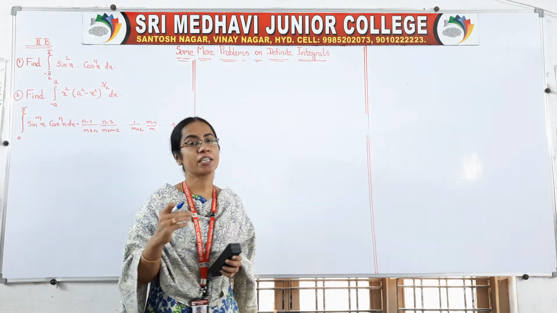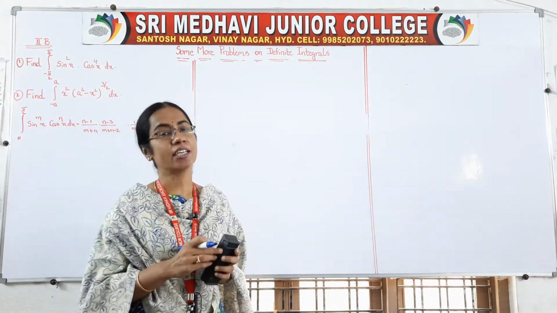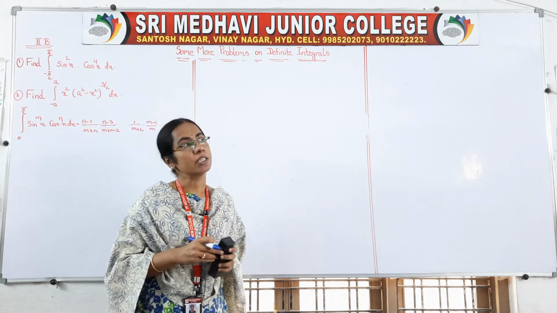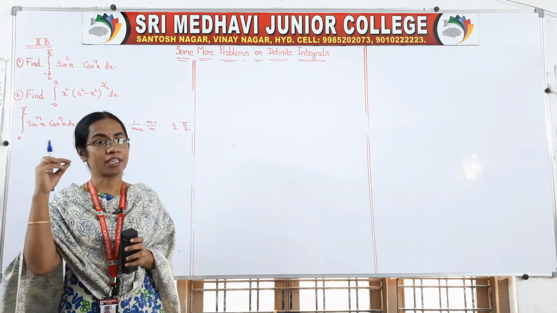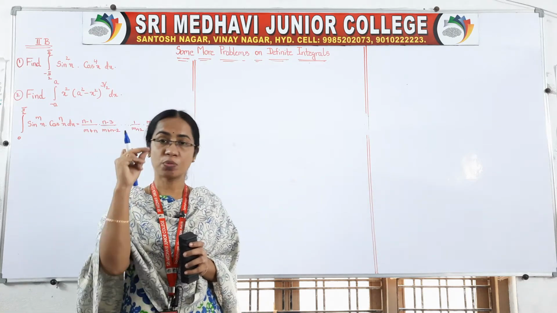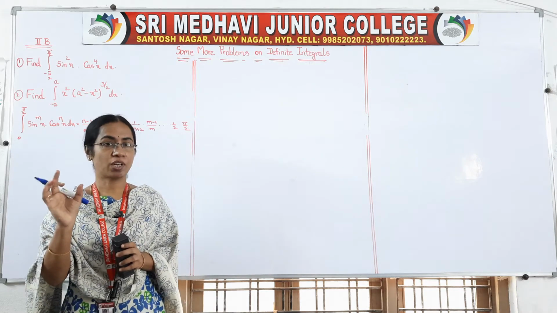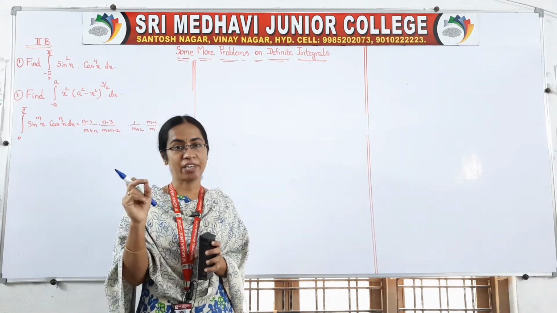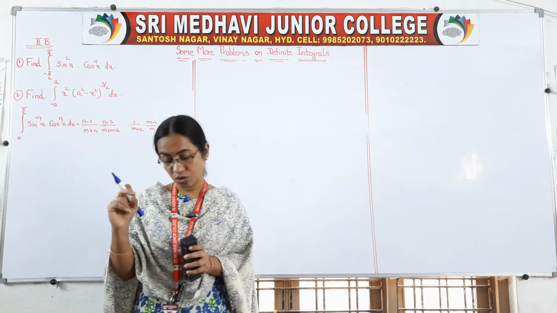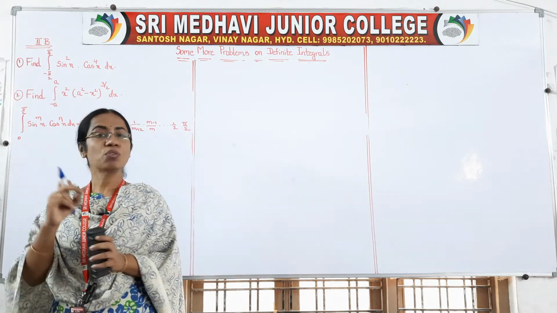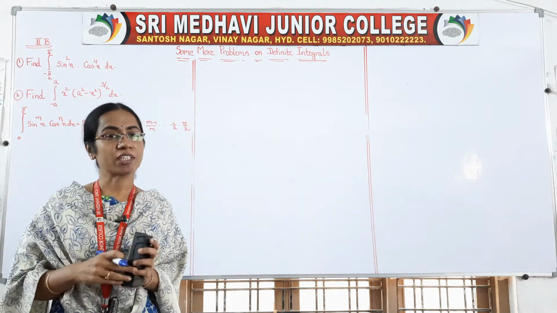So we are dealing with the definite integrals, right? In the previous class, for the integral 0 to pi by 2 of cos to the power of n theta, we got one formula when n is even, right? Like that, today also we will get one new formula while solving the problems.